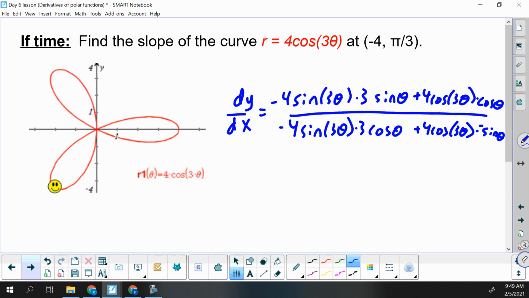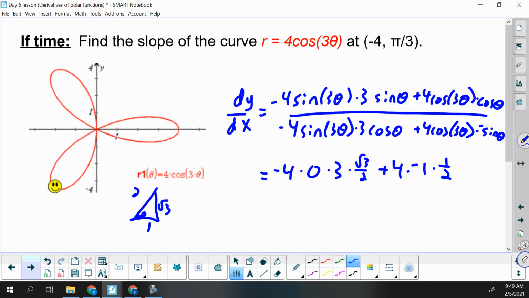So if we're at pi over 3, that's 60-degree reference angle. So we're going to have that this is negative 4. 3 times pi over 3 is just pi, and sine of pi is 0. So we'll have times 3 sine of pi over 3, it doesn't really matter, but it's square root of 3 over 2, plus 4 cos of 3 times pi over 3, so that's cos of pi, which is negative 1, times cos of pi over 3, which adjacent over hypotenuse would be a 1/2.